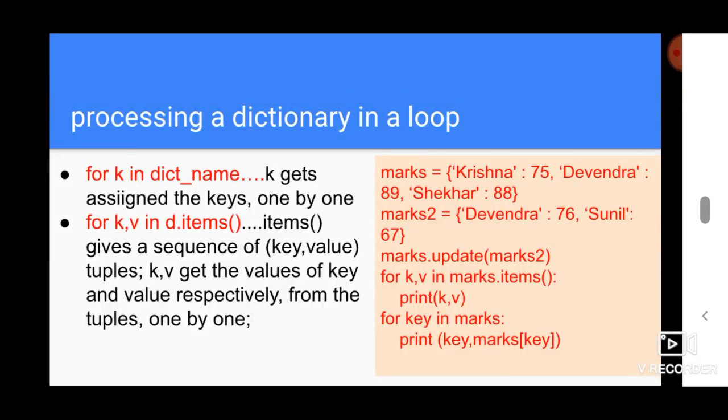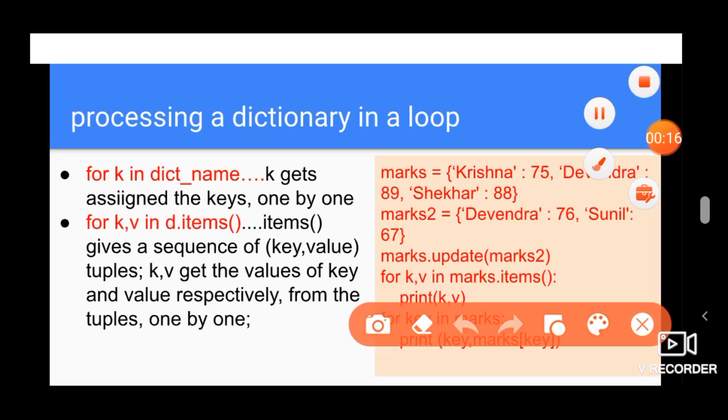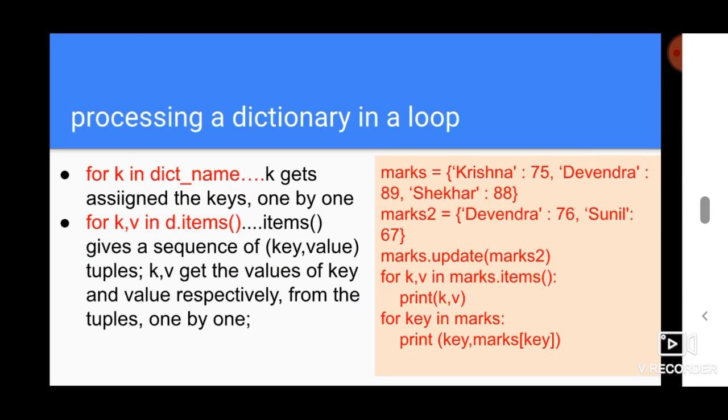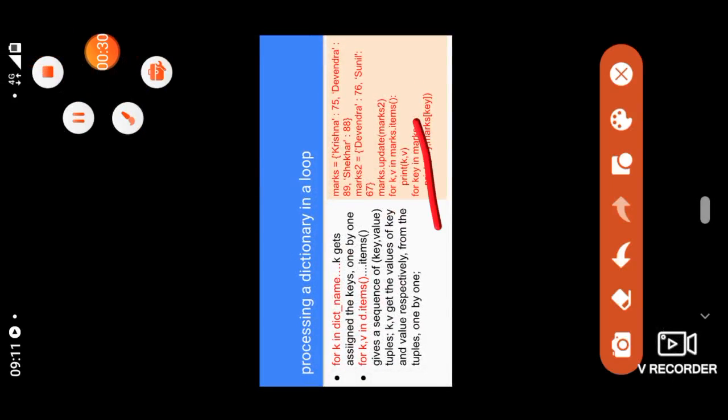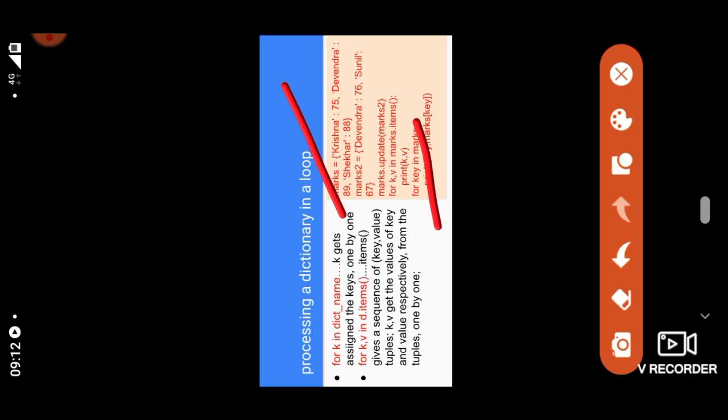The next thing to consider is how we can process the dictionary in a loop. There are two options. First, the most common one is to process the dictionary in a loop like this. When we write for k in dictionary name, as shown in the example here, for key in marks, this is the dictionary marks. What happens with this loop is that all the keys like Krishna, Devendra and Sekhar get assigned to the loop variable key one by one. And what we are doing inside the loop is to print this key and also the value associated with this key. The value, as we already know, we get by writing the dictionary name followed by square brackets containing the key.